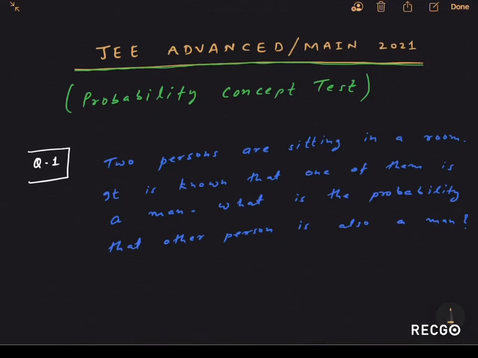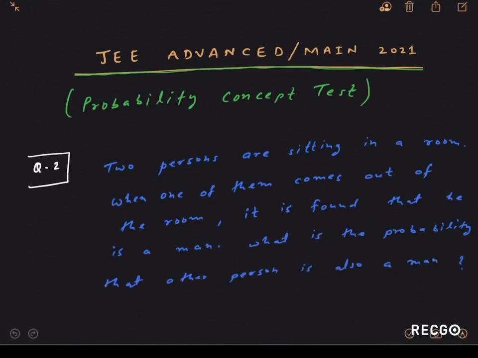But to first understand: there are two persons, both sitting in a room. It is known that one of them is a man. Now, which one of the persons is the man is not known. The second question is this. Two persons are sitting in a room. When one of the persons comes out of the room, it is found that he is a man. Now, what is the probability that the other, who is still sitting in the room, is also a man?